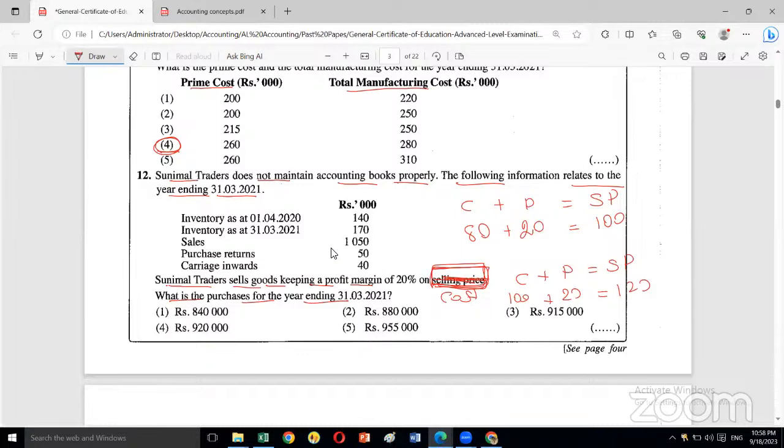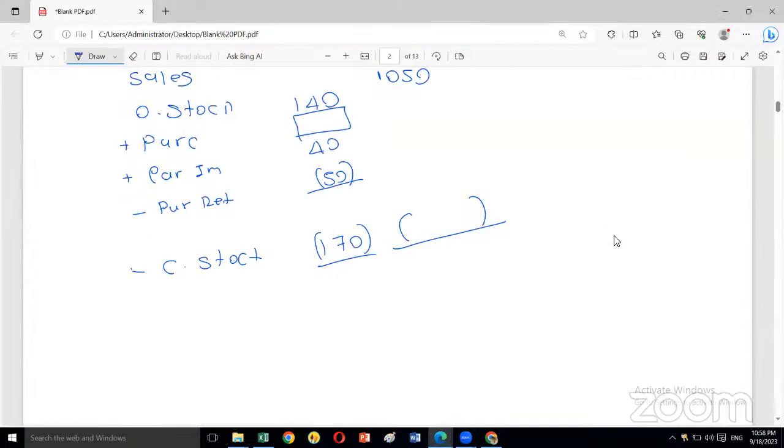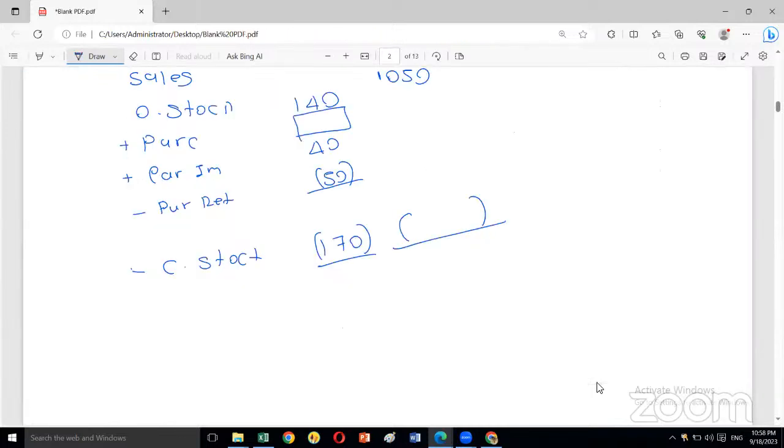But here in this question, they are keeping the profit on what? Selling price. Then selling price is 100%. They are keeping the profit on selling price. So then selling price is how many percent? Put 100%. You know very well, selling price is 100%. Now I want to find the profit. Profit is how many percent? 20%.